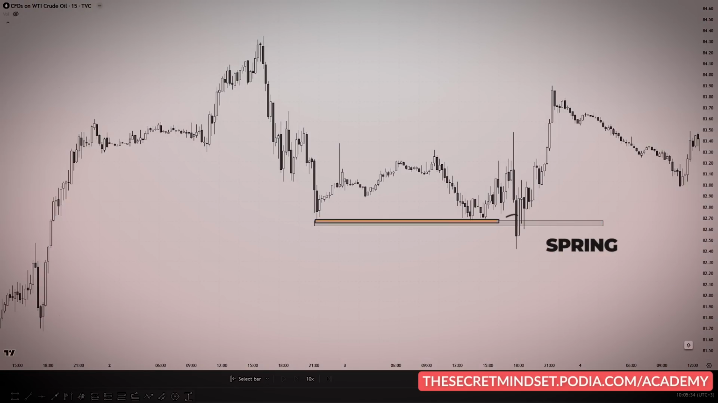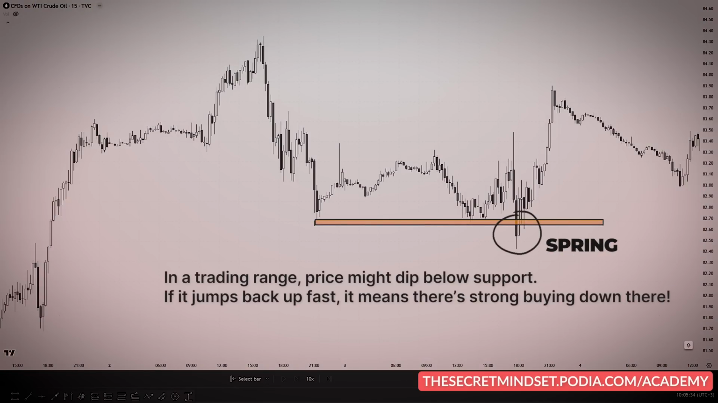Let's look at springs first. In a trading range, price might dip below support. If it jumps back up fast, that's a spring. It means there's strong buying down there. It often leads to a move up.